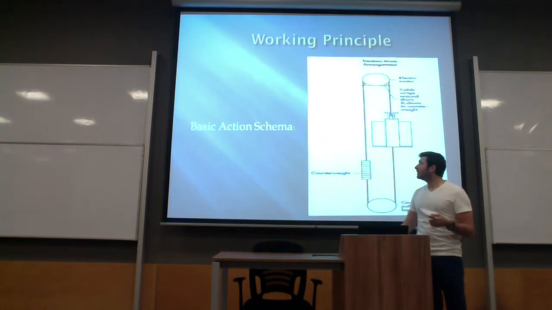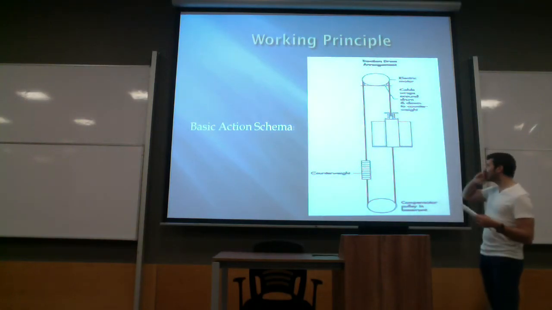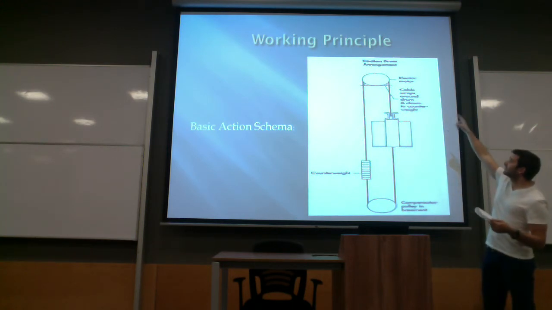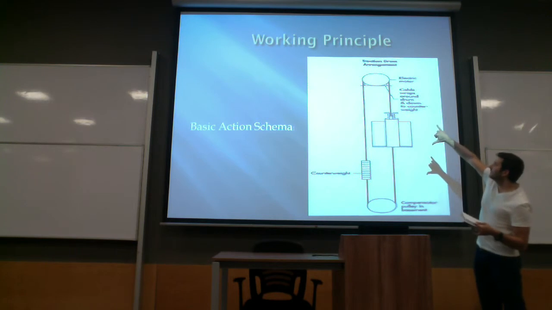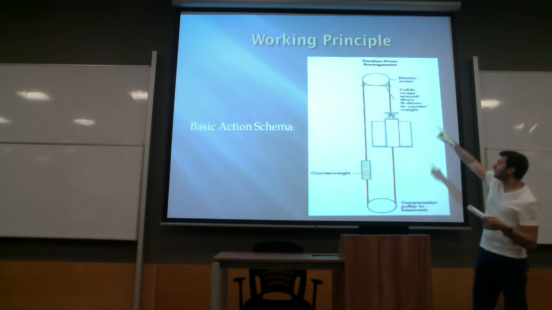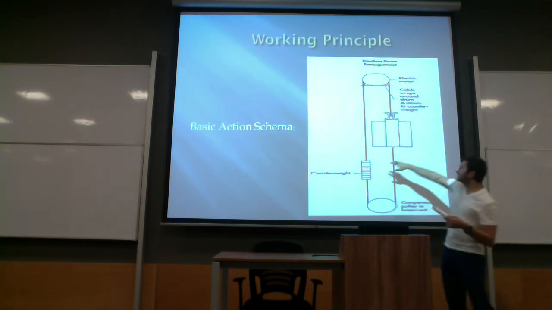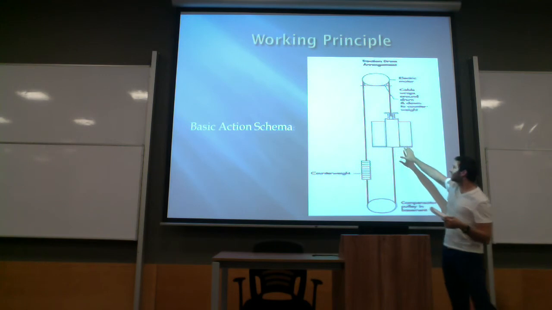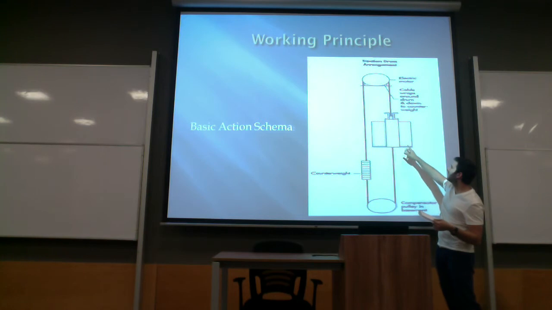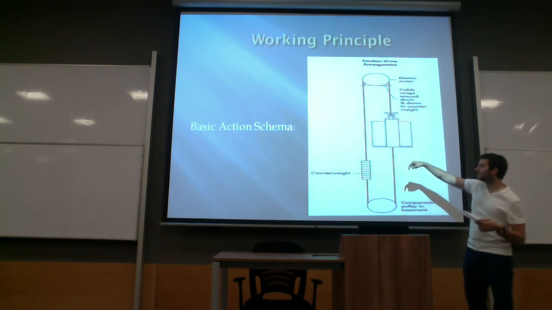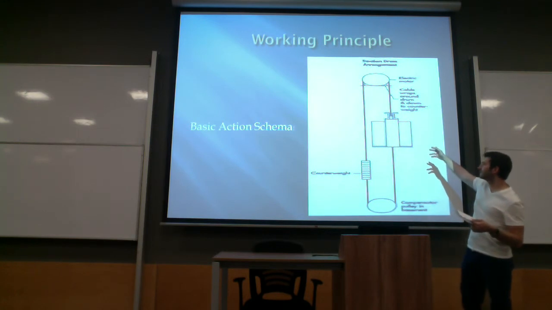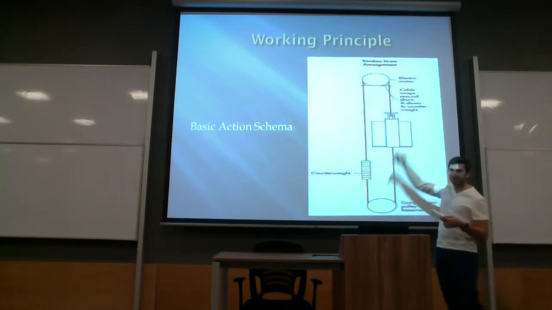So, the basic action schema is like this. As you can see, the electric motor is at the top. There are two pulleys, and the strap runs through the system. There is a counterweight opposite the cabin, and as you can see, when the cabin goes up, the counterweight goes down, and it's the opposite way. When the cabin goes down, the counterweight goes up.